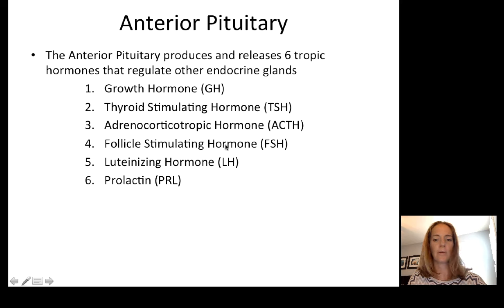Follicle stimulating hormone, which will be affected by the gonadotropin releasing hormone, or GnRH, as well as luteinizing hormone, which will also be affected by GnRH. And then prolactin, which will be affected by the prolactin releasing and inhibiting hormones. I know, it's starting to get complicated, right?